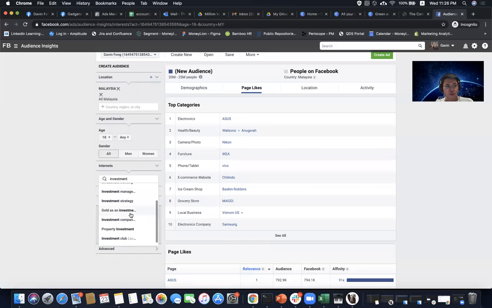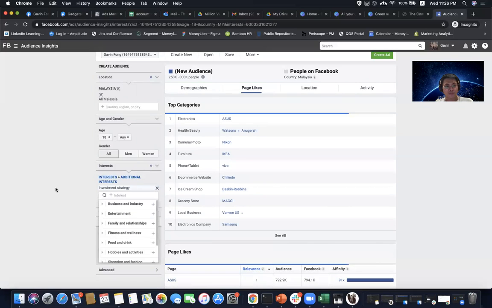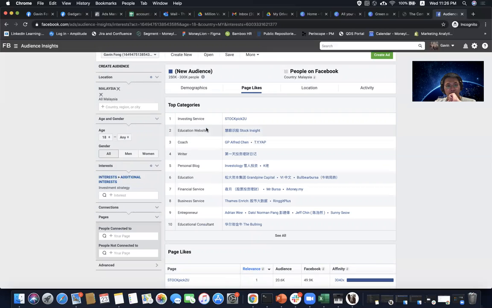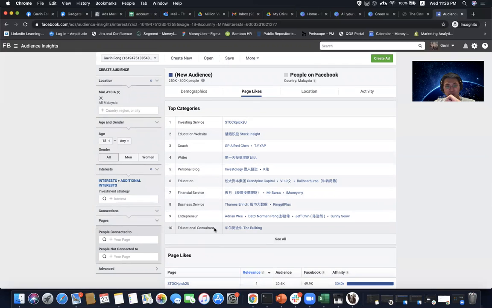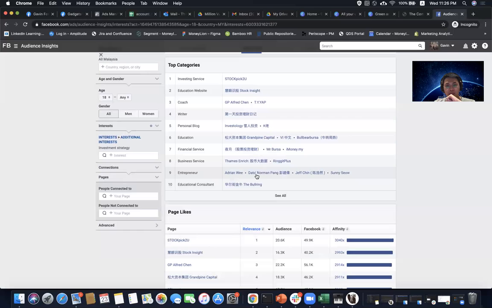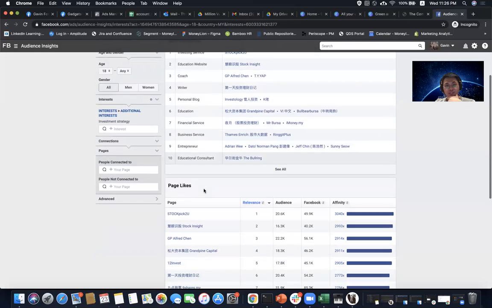Let's say we choose investment strategy. So here you see, even without looking at the page likes, you look at the categories, you see, oh, Stock Pick to You. Di Tian Li Chai is also a very famous blogger and educator for investment. 投资, Investology, Finance, Business Service, Adrian Wei, all these very investment related features.